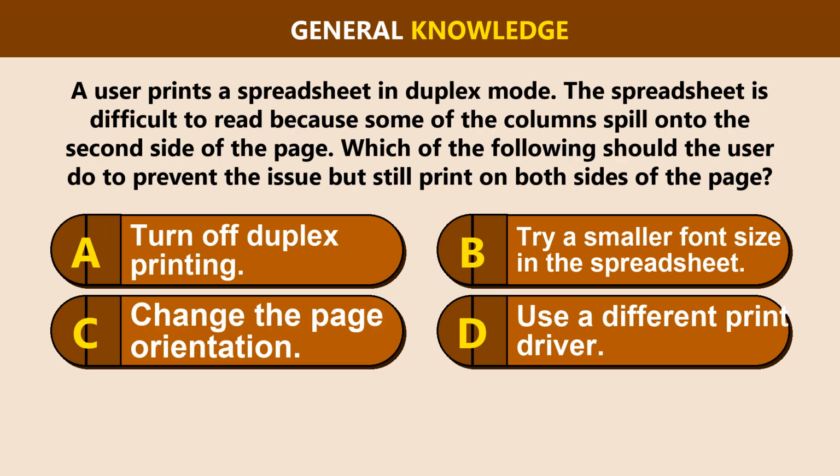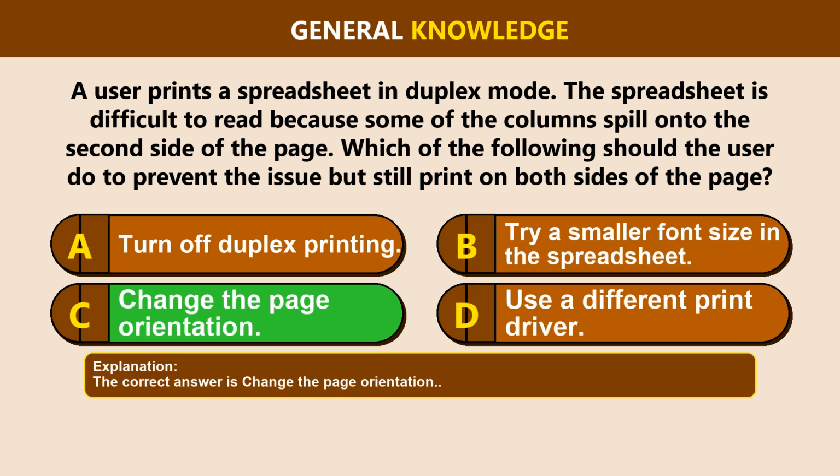Question 58. A user prints a spreadsheet in duplex mode. The spreadsheet is difficult to read because some of the columns spill onto the second side of the page. Which of the following should the user do to prevent the issue but still print on both sides of the page? Option A, turn off duplex printing. Option B, try a smaller font size in the spreadsheet. Option C, change the page orientation. Option D, use a different print driver. The correct answer is option C. Change the page orientation.